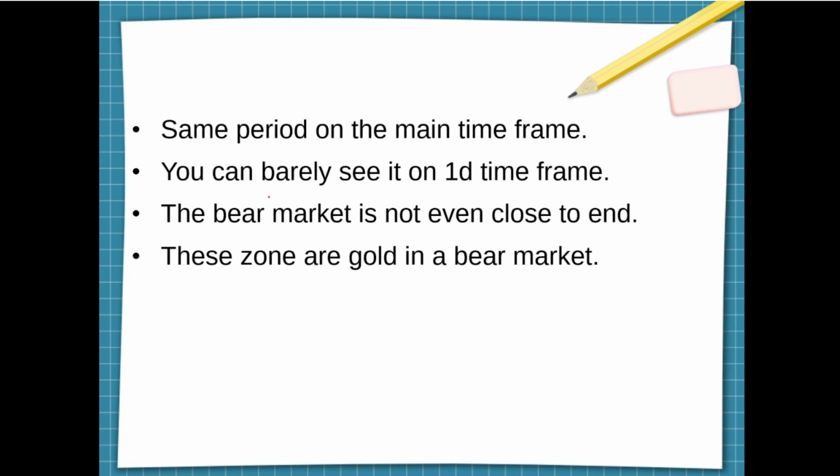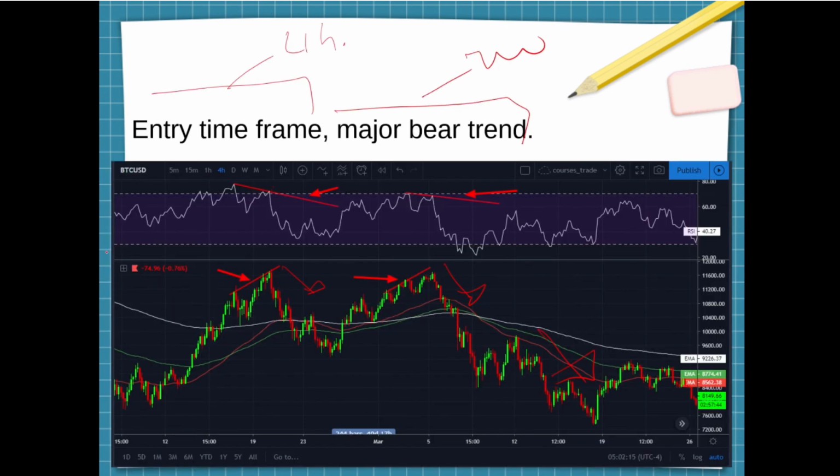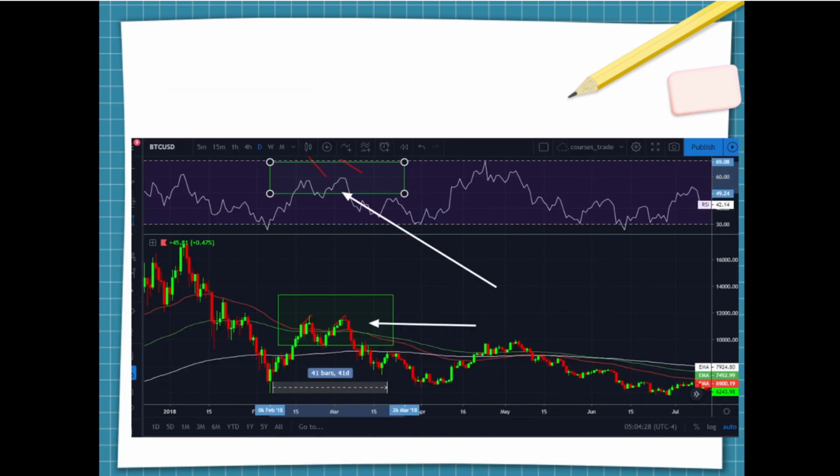Now, same period of the main time frame, you can barely see it on a daily time frame. The bear market is not even close to an end. Yeah, I just remember that was the very beginning of the bear market, I don't really remember, it's like 2018. This is very early. We are somewhere here, and we are going toward $3,000.